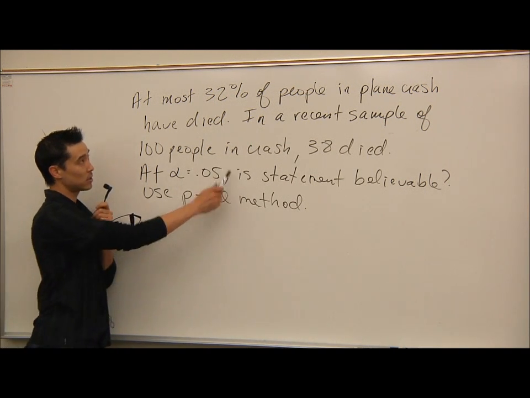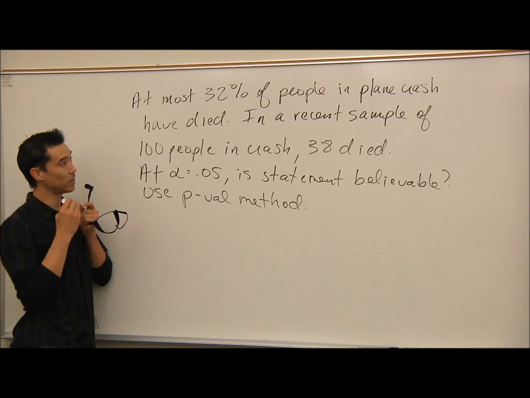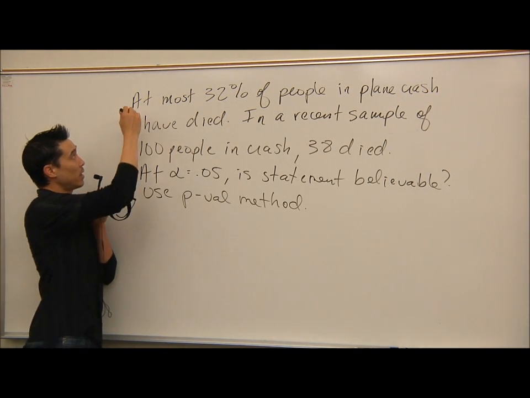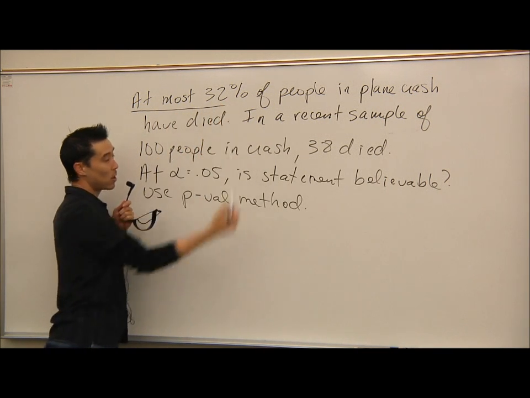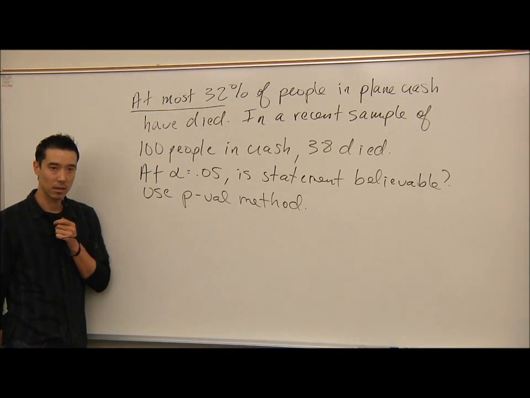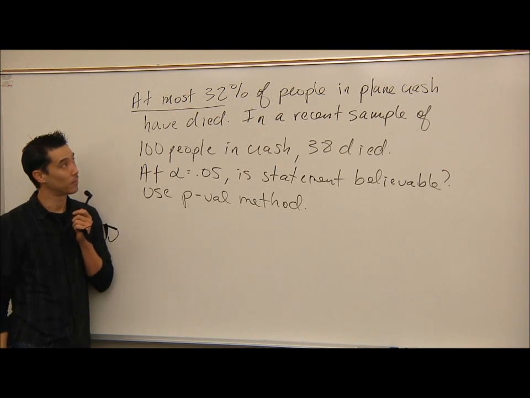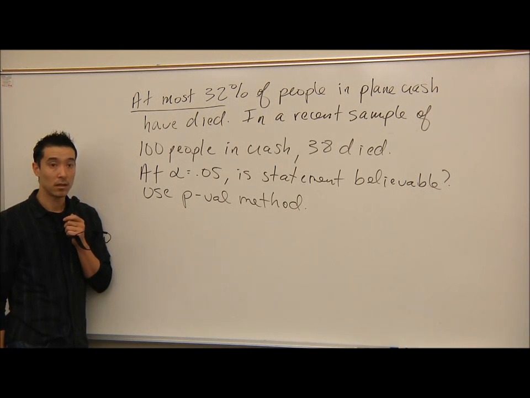So the question is, is the original statement believable? So that needs to be set up in my H0, H1. And this is a little bit tricky because it's at most 32%. What is our inequality for at most? Less than or equal to. Okay, so the proportion is less than or equal to 0.32.